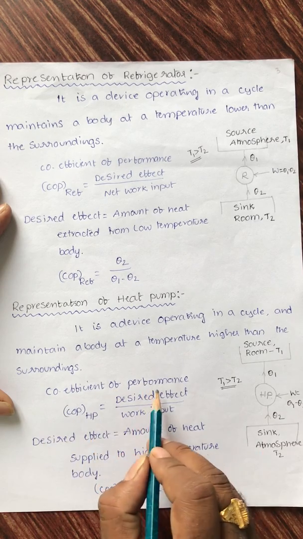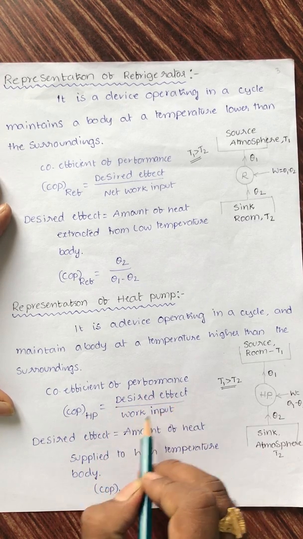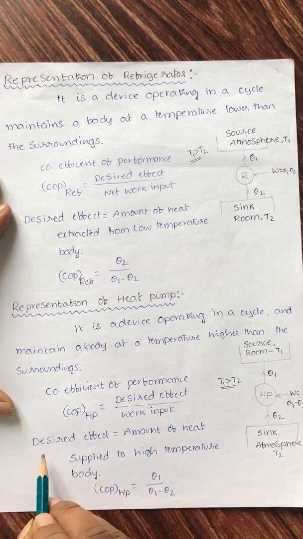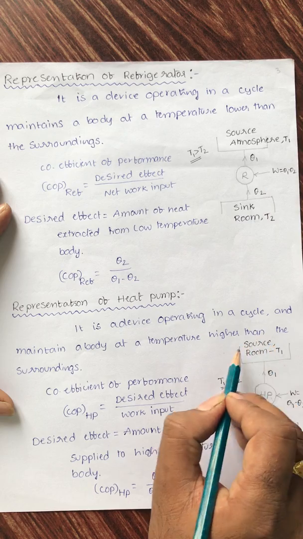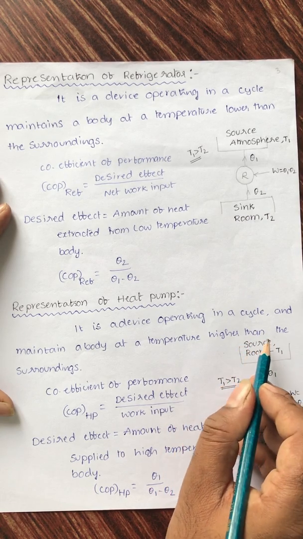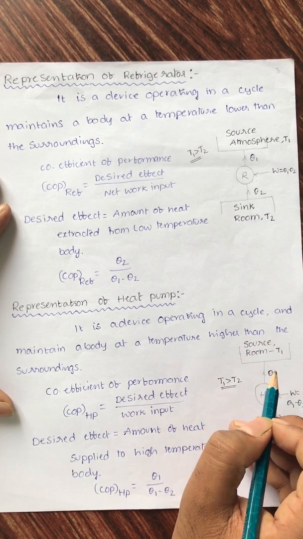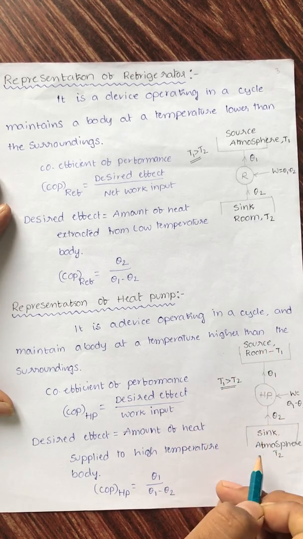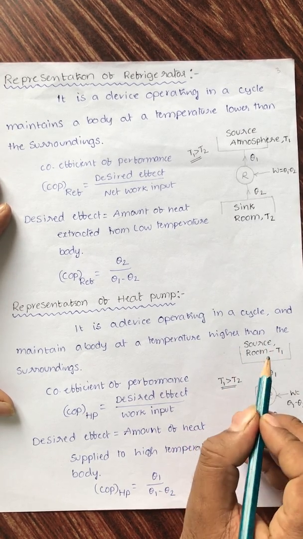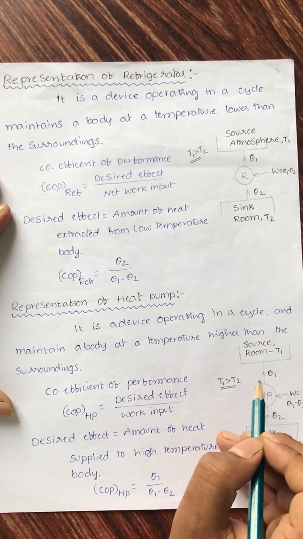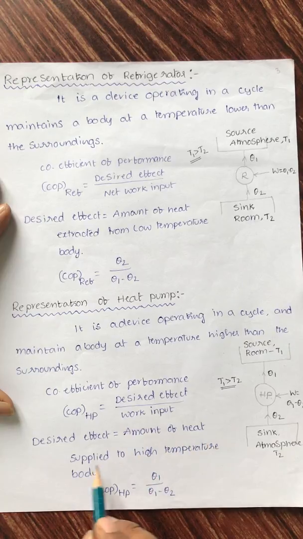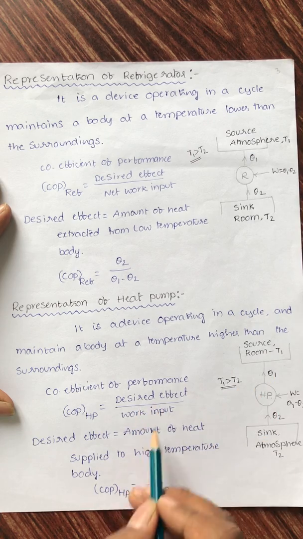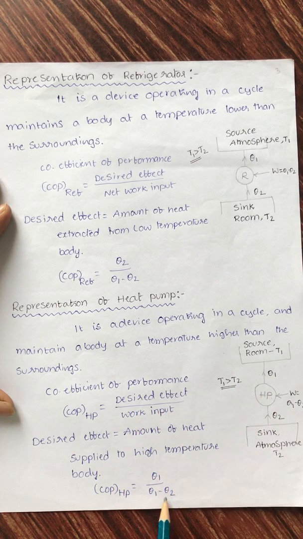Now see, coefficient of performance, COP of heat pump equals desired effect by work input, same formula. But there are two heats we have, Q1 and Q2. What is the desired effect? The desired effect is how much amount of heat is supplied to the room. To maintain the room temperature more than the surroundings in the winter, the amount of heat entering the room is the desired effect. That is the main effect we want. Desired effect equals the amount of heat supplied to the high temperature body. So COP of heat pump equals, desired effect is Q1, work input is W, that is Q1 minus Q2.